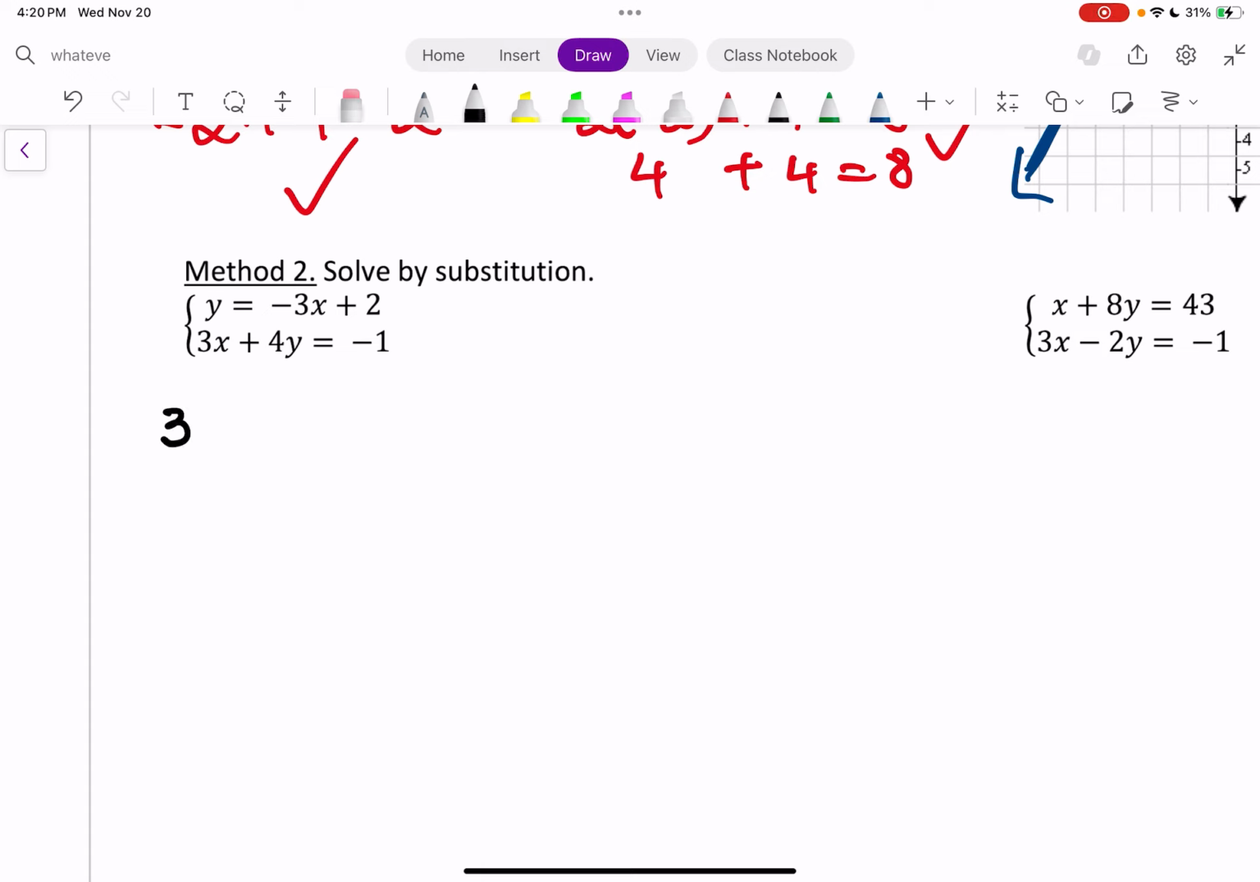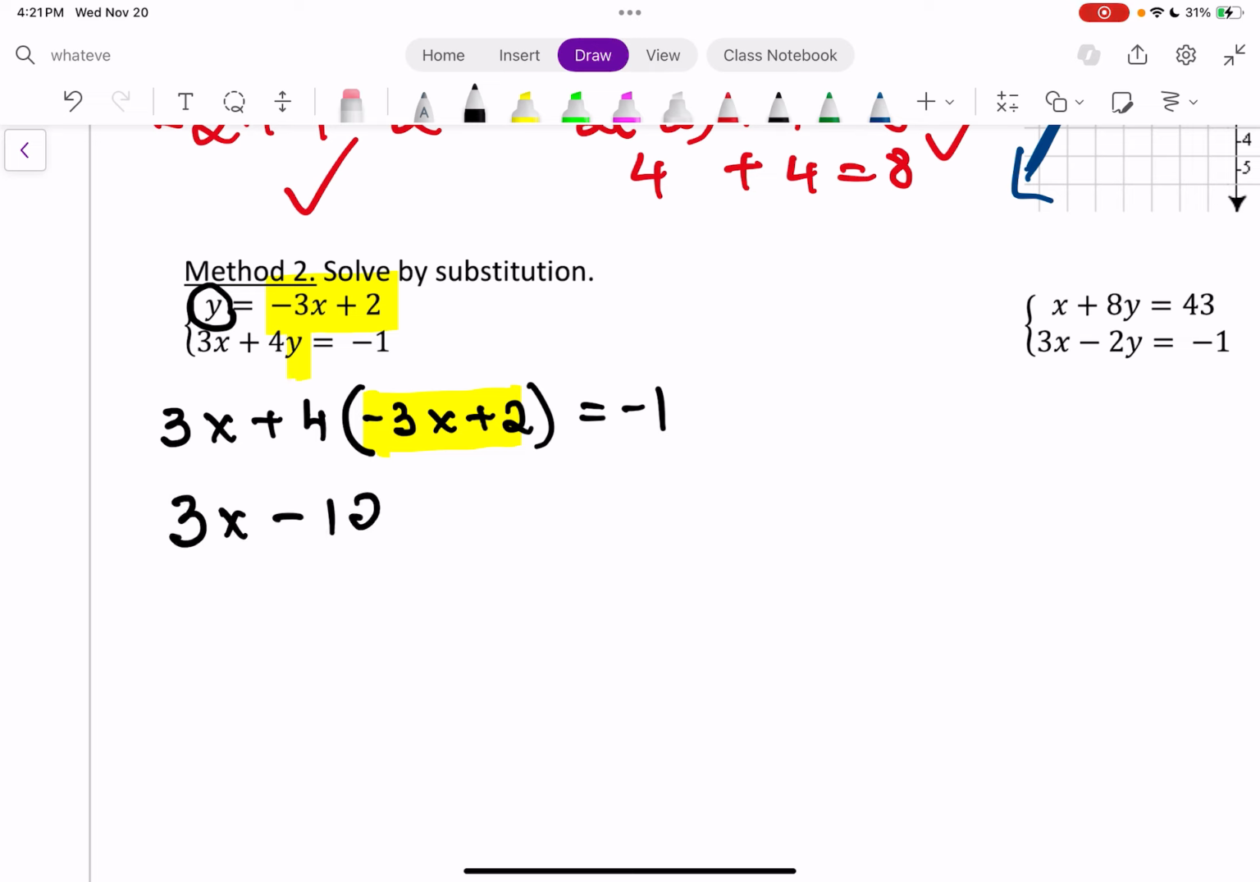So for this, I am going to substitute. As you see, this first equation has y by itself. That means this whole expression here can be replaced instead of y in the second equation because my top equation says y is the same thing as negative 3x plus 2. So all I've done in this equation, I replaced y with negative 3x plus 2, and the rest of it I left alone.